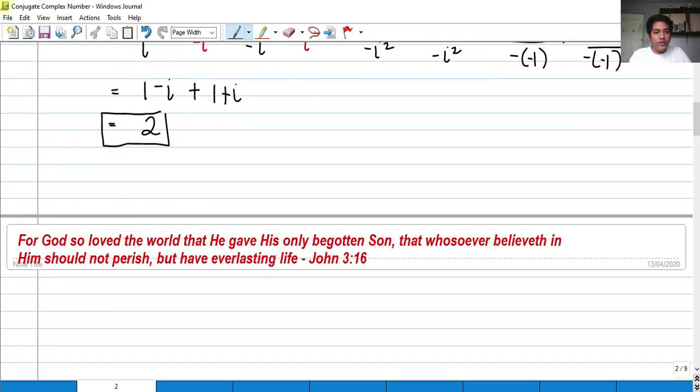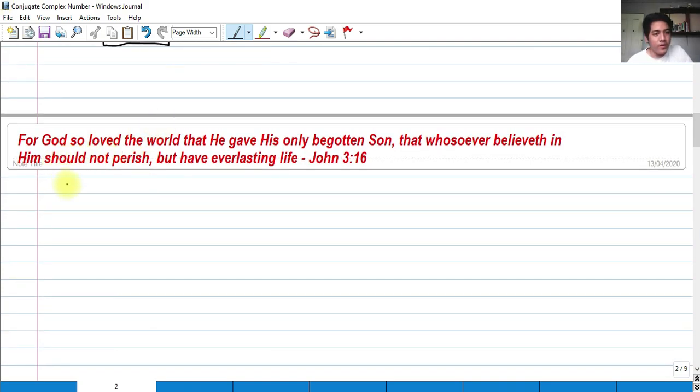Okay, let's proceed with number 3. So proceed first with the given. If z sub 1 is equal to negative 1 plus i, and z sub 2 is equal to 2 minus 3i, we're going to evaluate number 3.